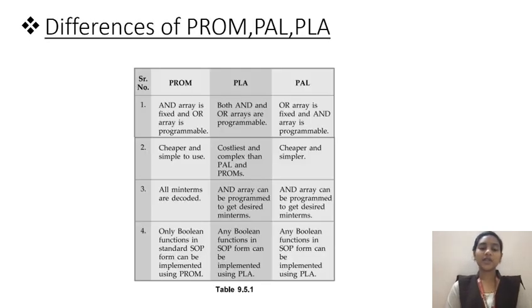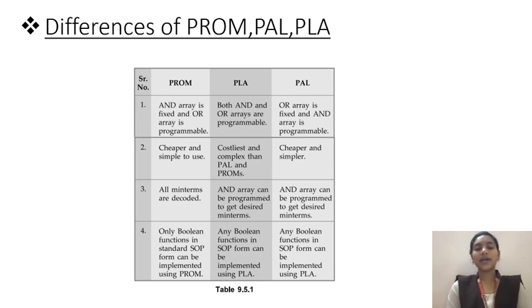Coming to the differences of the SPLDs, SPLDs include PROM, PAL, PLA. So let us see the differences. For PROM, the AND gate array is fixed and the OR gate array is programmable. For PLA, both the AND gate and OR gate arrays are programmable. For PAL, the OR gate array is fixed and the AND gate array is programmable. Next, PROM is cheaper and simple to use. PLA is way costlier and more complex than PAL and PROM. And PAL is also cheaper and simpler.